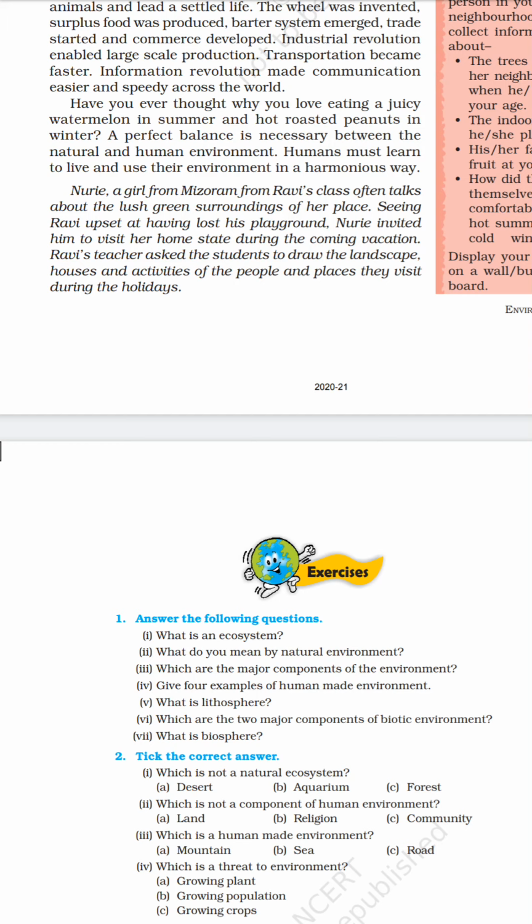That's all about today's geography class, and with this, our geography first chapter is over. Now we can stop this class. From the next class onwards, we will start the politics first chapter.